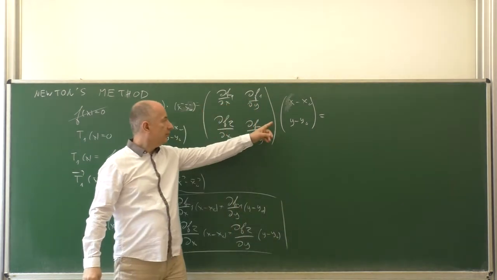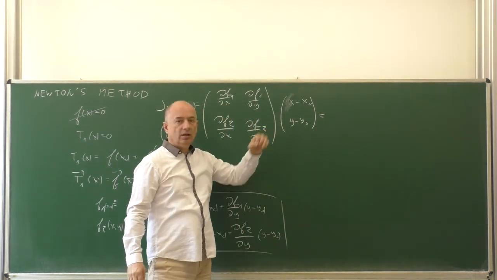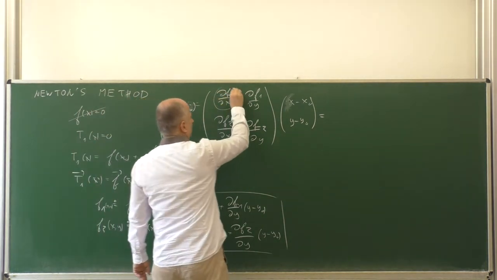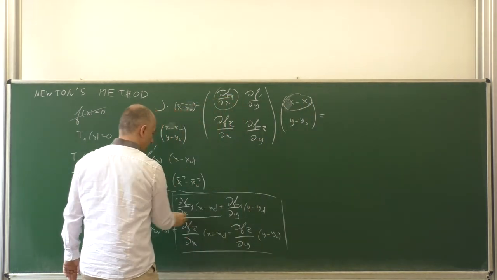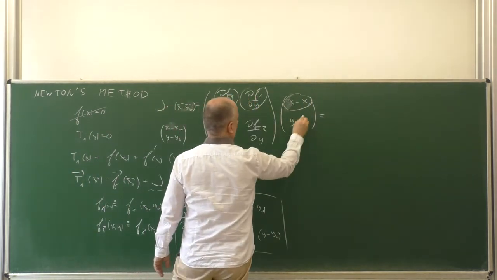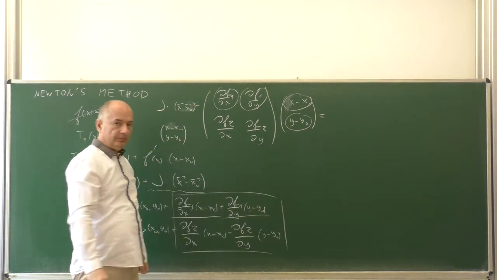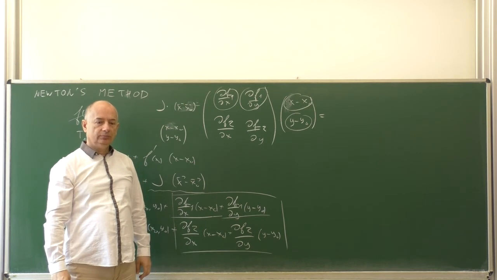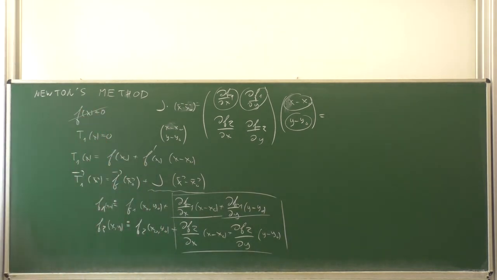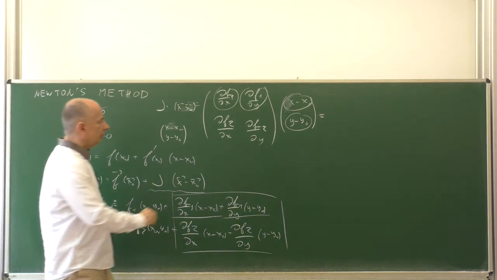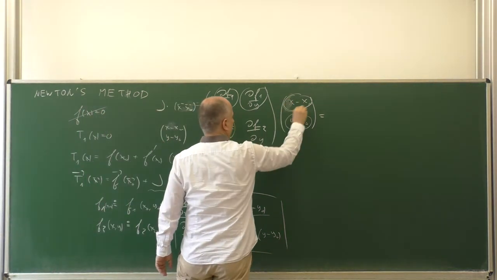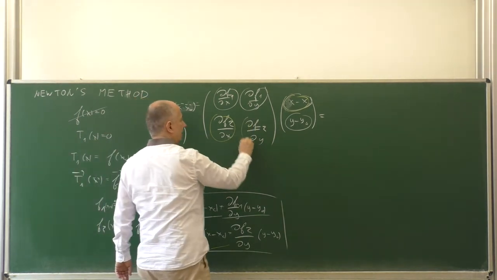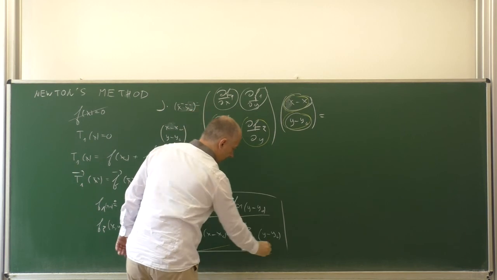When we perform this multiplication, matrix times the column vector, we get exactly this term. You see, this times this, which is here, plus this times this, which is here. This is the first row, this is the first component of the resulting vector. And this times this, which is this contribution, plus this times this, which is this term.